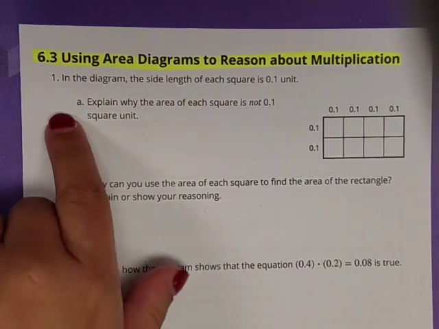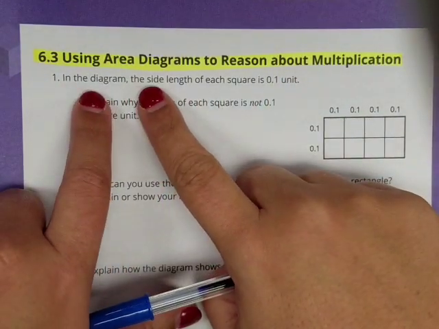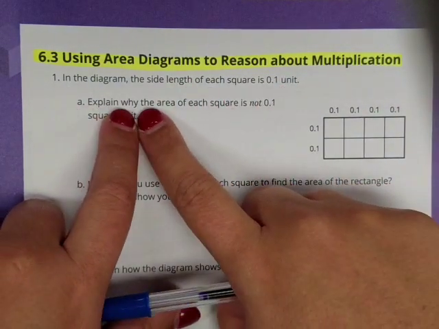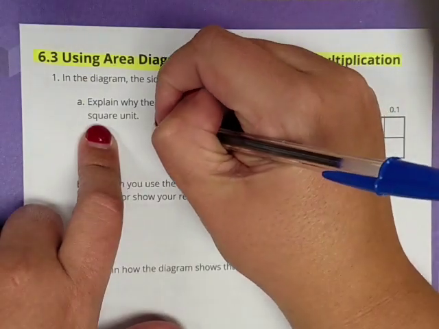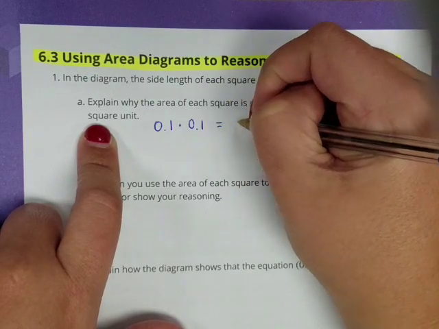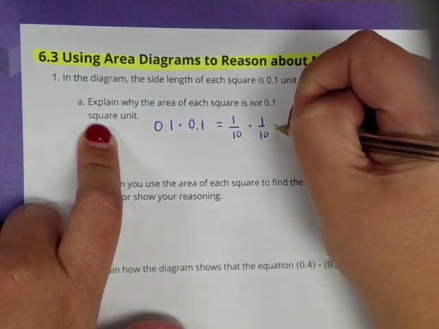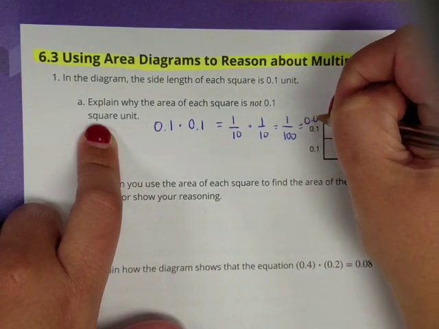Okay, so 6.3, using area diagrams to reason about multiplication. In the diagram, the side length of each square is 1/10 unit. Explain why the area of each square is not 1/10 unit. Area is length times width. So I know that 1/10 times 1/10 can be rewritten like this. And 1/10 times 1/10 is actually 1/100th, which is 0.01.